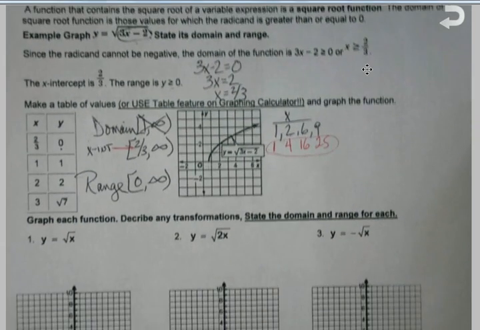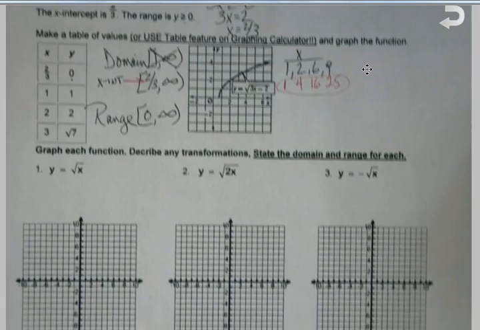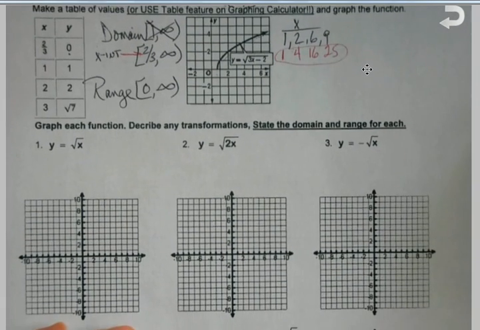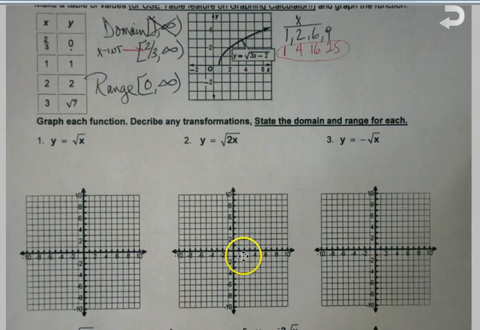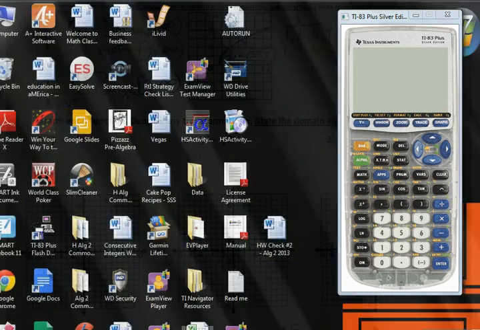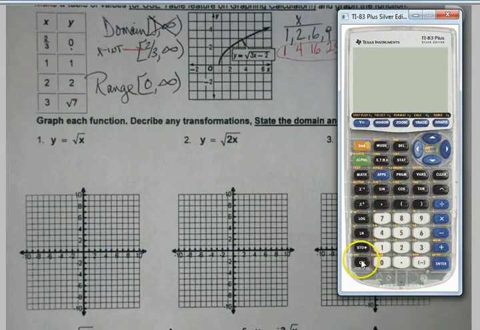So as we move down here a little bit: graph each function, describe any transformations, shifts, we'll get to that in a minute, and state the domain and range for each. Again, I like to use the one that comes out as whole numbers. So I'm going to go to the graphing calculator, and this is one where I can show you both ways to make it a little bit easier. We'll clear that out. Second x squared for my square root, get my x, and I'm just going to go ahead and use the table right away.